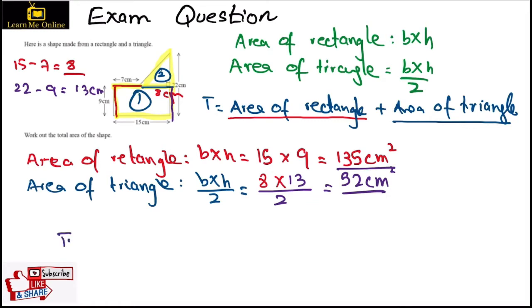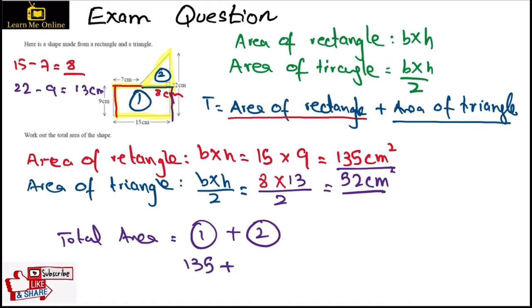To find the total area, we know it's the sum of 1 and 2 together. Part 1 is the area of the rectangle, which is 135. Part 2 is the area of the triangle, which is 52. You add them together and you get 187 centimeters squared.